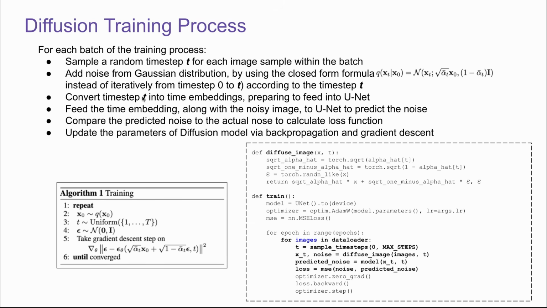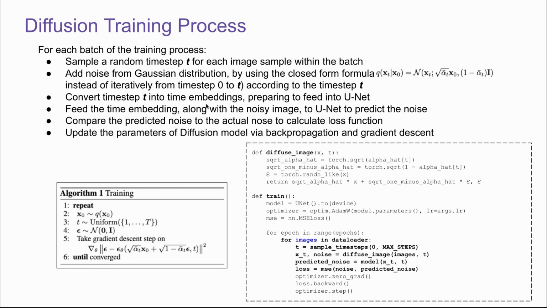In short, time step t is converted into sinusoidal time embeddings, similar to what we did in Transformer. The next step is to feed the time embedding along with the noisy image to UNet, so the UNet can predict the noise. The next one is to compare the predicted noise to the actual noise to calculate the loss function. And then we update the parameters of the diffusion model via backpropagation and gradient descent.